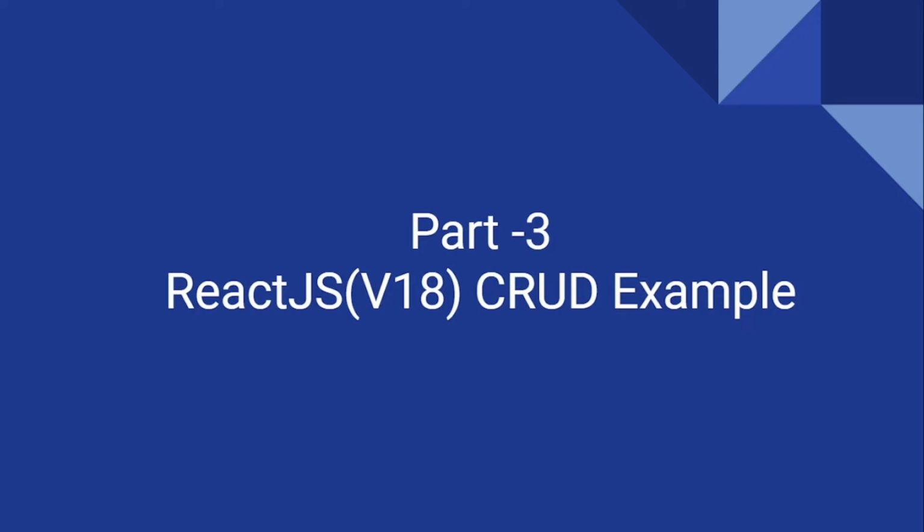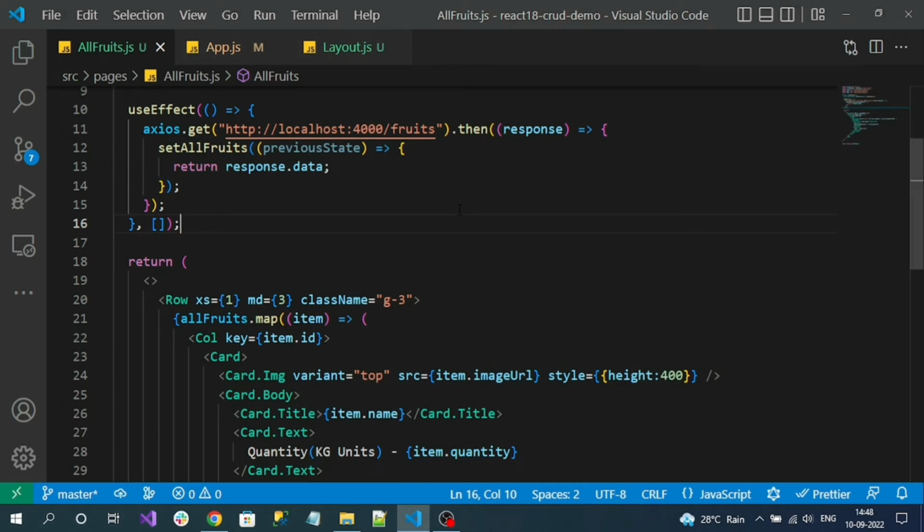So this is part 3 video on ReactJS CRUD example. Okay, now we want to implement the create operation. Previously we did read operation, right? Now let's focus on implementing the create operation. Okay, for that I'm going to create one more component. It is also like a page that will contain a form, where we can create a new item using that form.